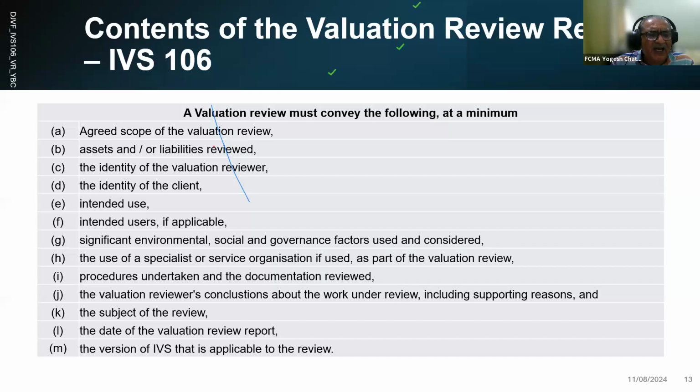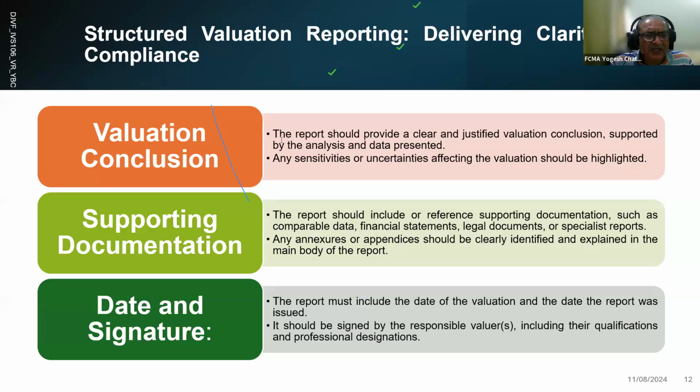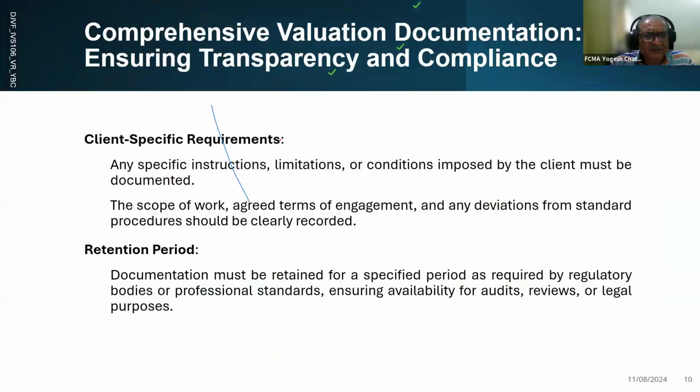So assets and liabilities being reviewed. We need to clearly specify which are the assets being reviewed. As we all are aware, there are 8 asset classes under the IVS. Business and business interests, that is IVS 200, then intangible assets IVS 210, inventory IVS 220. Whatever may be the asset class, we need to specify clearly. Sorry, this review assignment. So let me take you here.